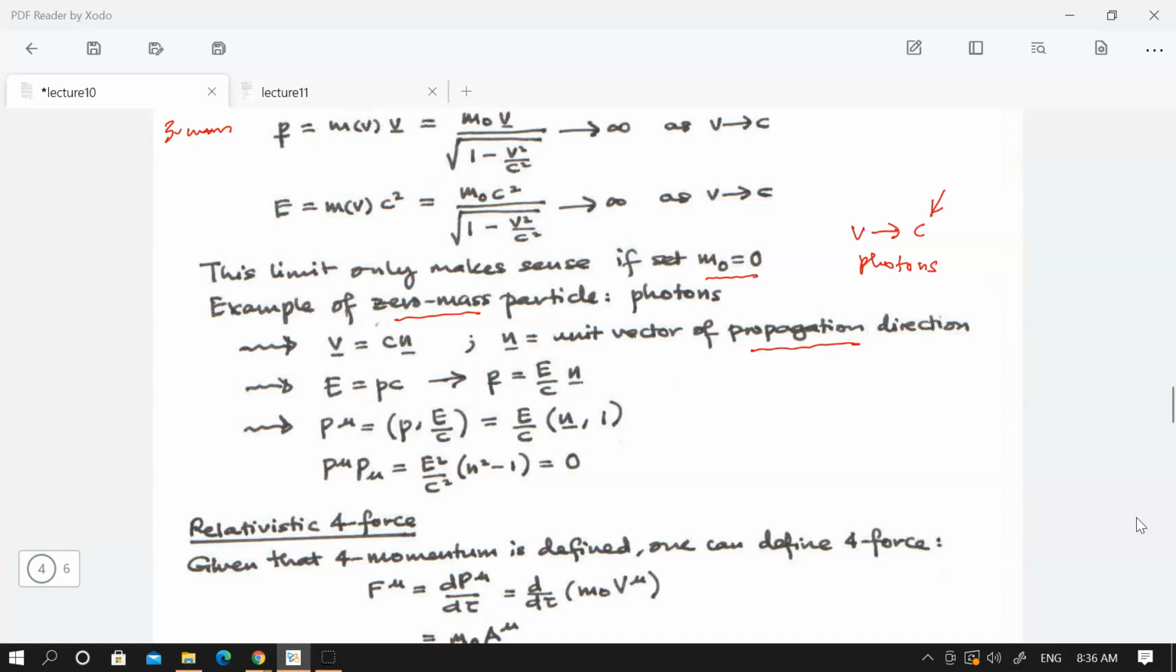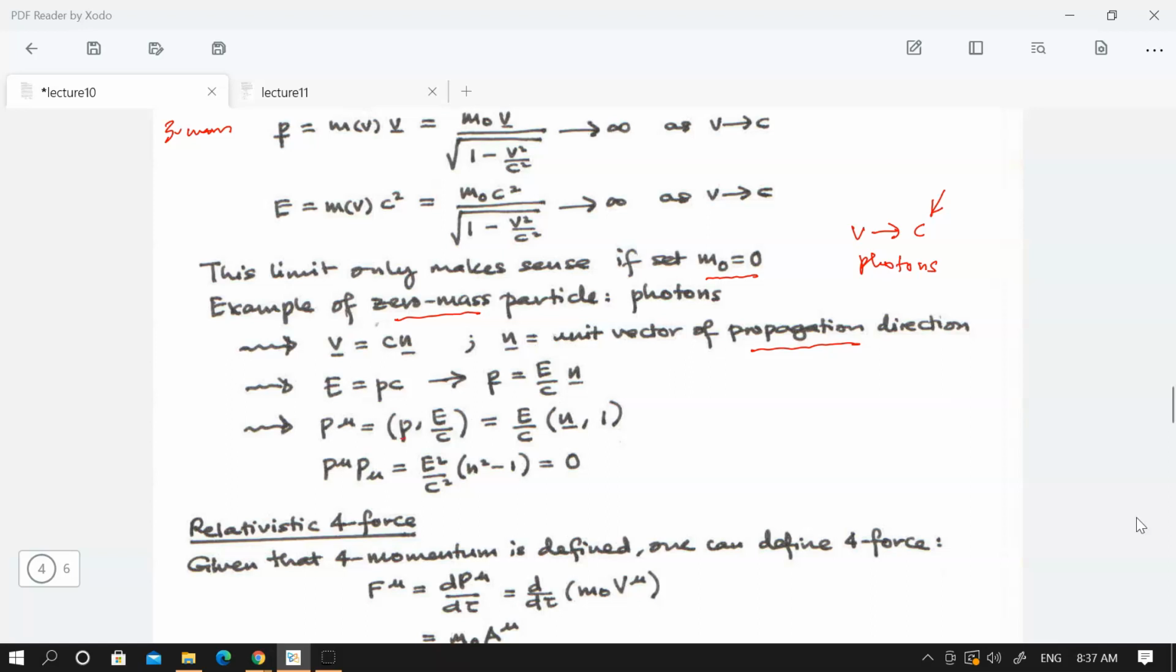So what's going to happen for zero mass particles, particularly for photons, is that your three-dimensional momentum p is given as E over c times the propagation vector. As I said, this is a special case of zero mass particles. So your four momenta for zero mass particles is now given in terms of these components.